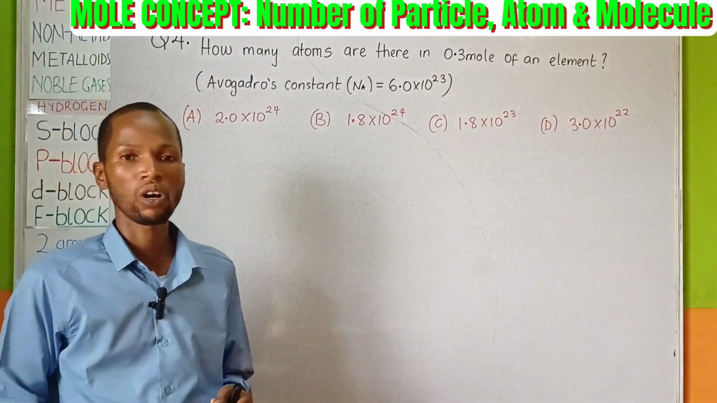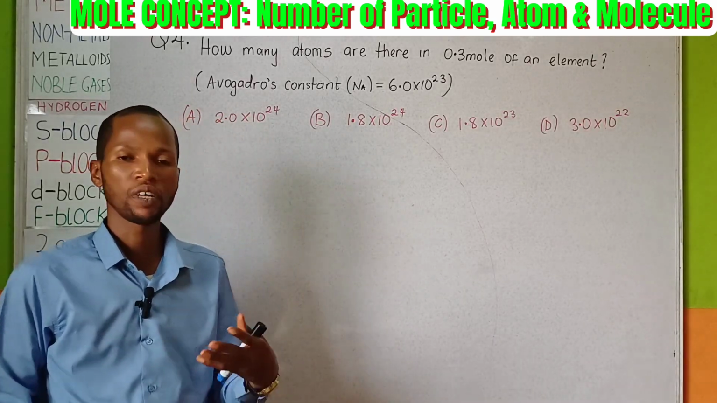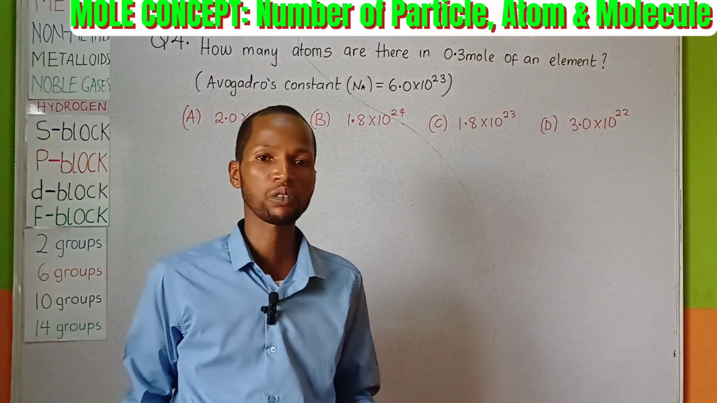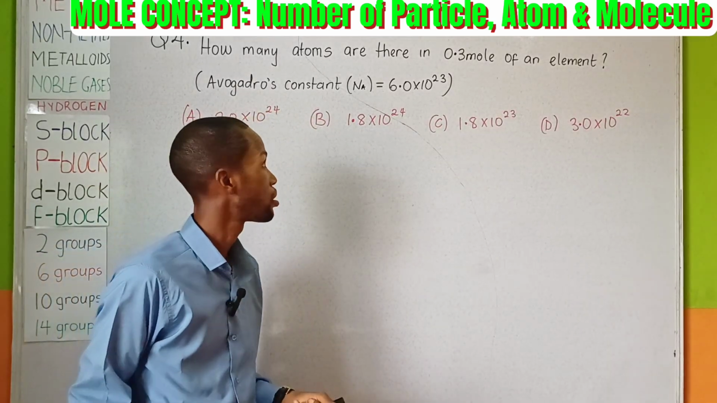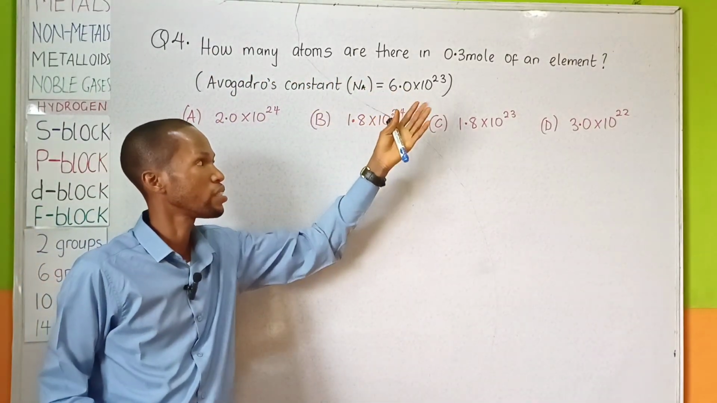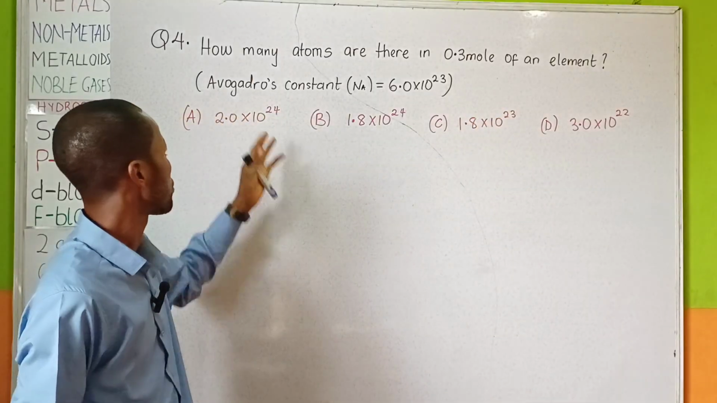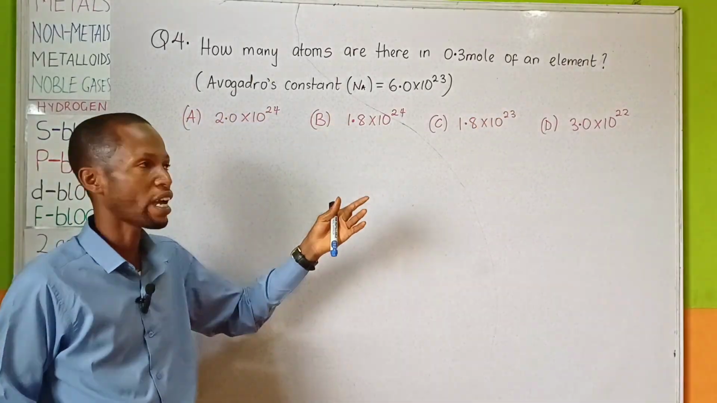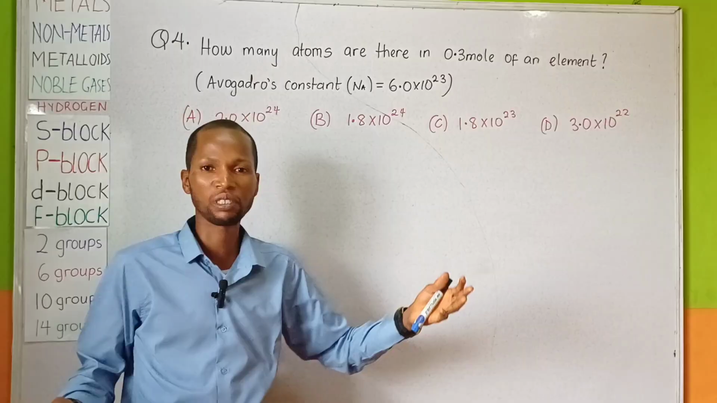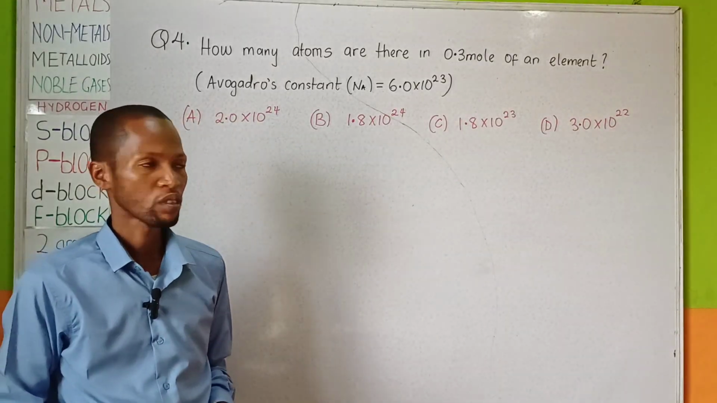This question is on mole concept. That is the determination of number of molecule, number of particle, and number of ion. We have how many atoms are there in 0.3 moles of an element? Given that the Avogadro's constant Na is 6.0 times 10 raised to the power 23. We have our options right here.